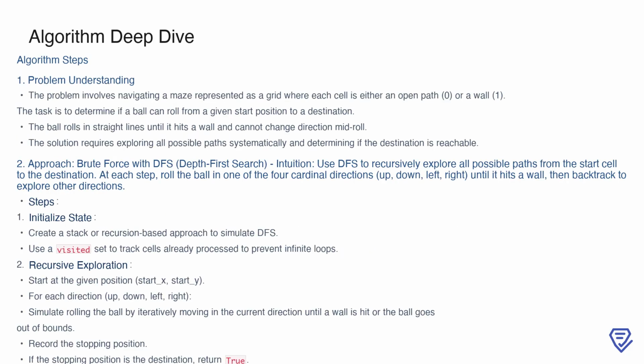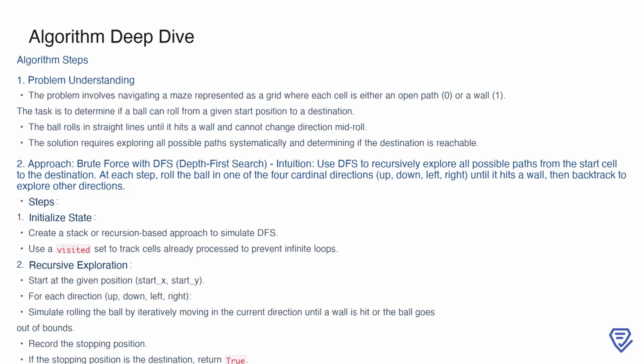To solve this problem, we need to navigate a maze represented as a grid, where each cell is either an open path or a wall. The goal is to determine if a ball can roll from a given start position to a destination. The ball rolls in straight lines until it hits a wall, and it cannot change direction mid-roll. This means we need to systematically explore all possible paths to determine if the destination is reachable.